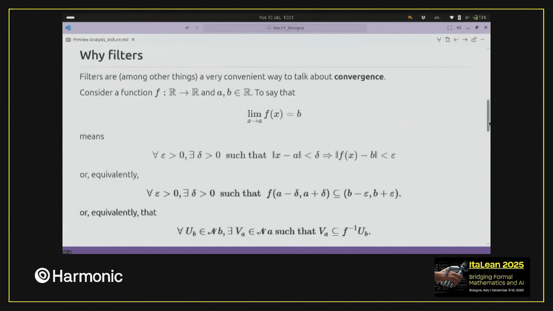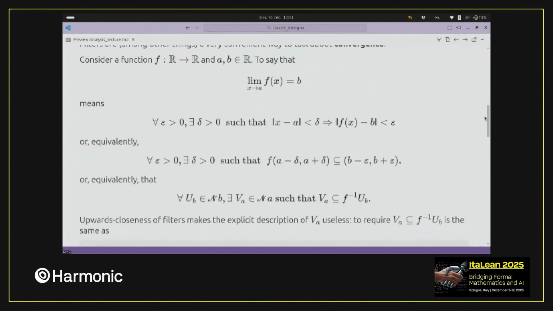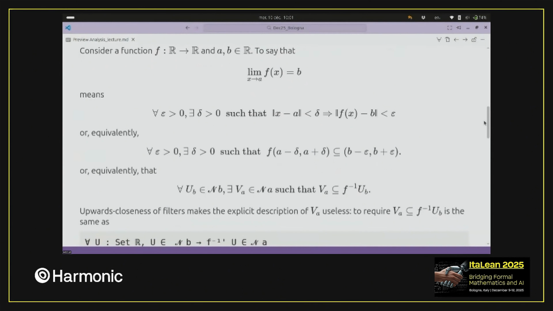but they are very useful to speak about convergence. So what I want to do is, first of all, try to restate the usual notion of a limit, so the statement that the function converges to a point where the variable goes somewhere, in terms of filters. And then we will see why they're useful. So why this reformulation is actually more suited for formalization.